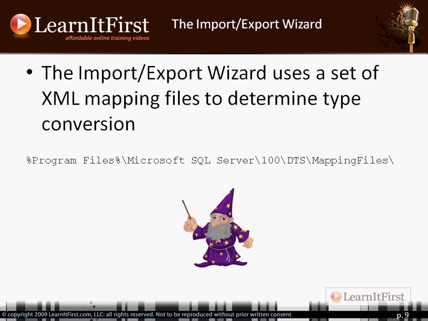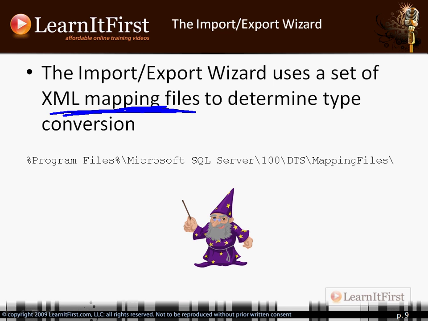The wizard is probably not something you thought you would see at this point. It's the old import export wizard. And the import export wizard is really handy here, not because you're going to launch it. You don't even have to launch it to get the use out of it. But it uses a set of what are called XML mapping files. These mapping files directly map a short data type to a DT_I1, for example. So you can actually go down. I'll show you these mapping files.